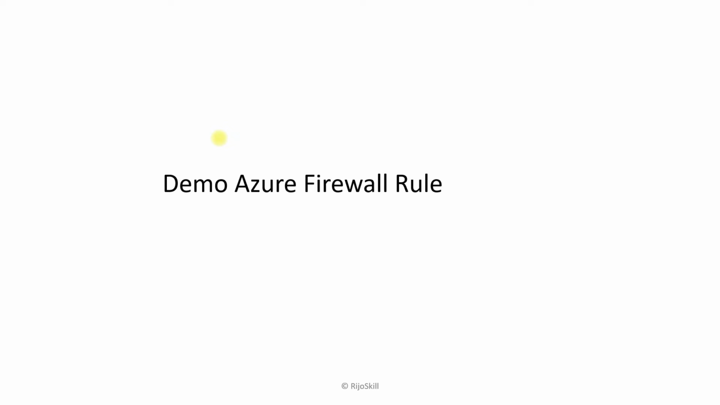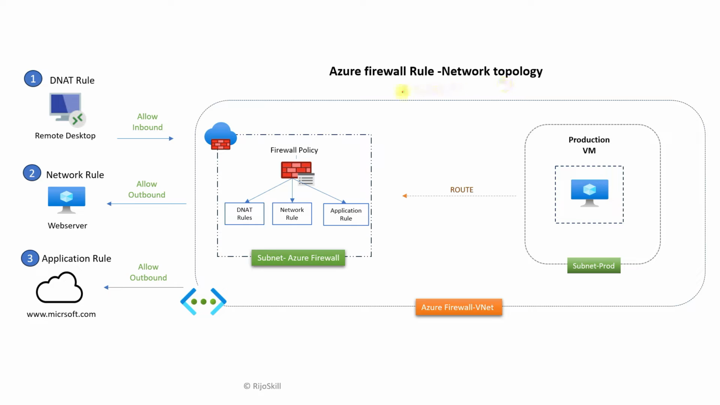Now we will go to the demo of the Azure Firewall rules. I plan to build the Azure Firewall rules using this network topology. What I plan to implement is one virtual network, the Azure Firewall VNet. Then I will implement the Azure Firewall.